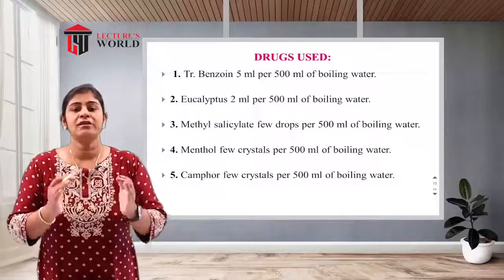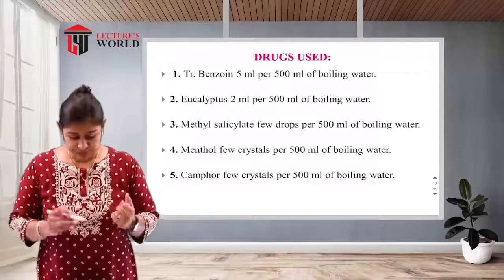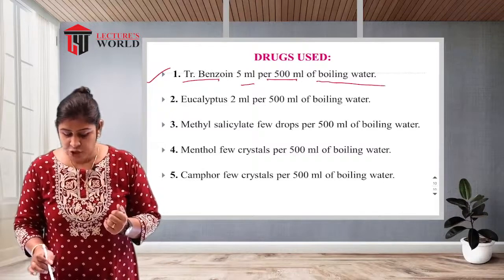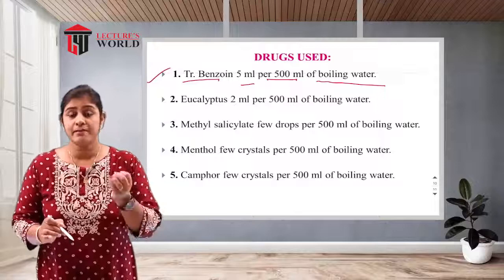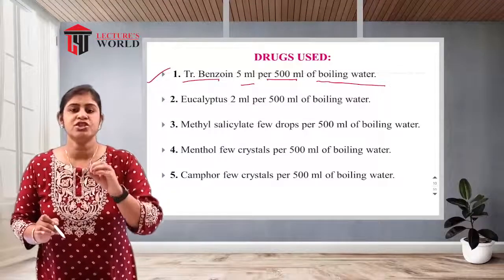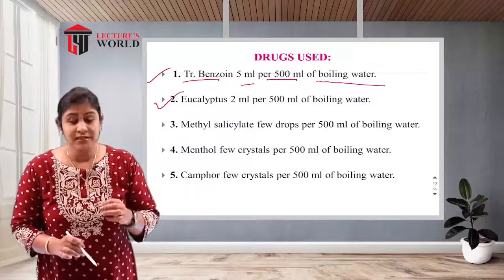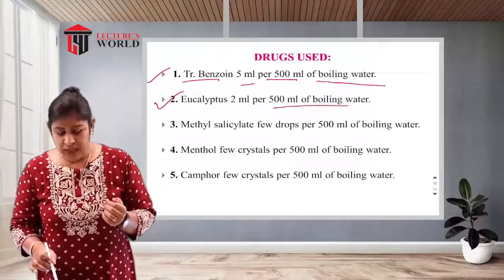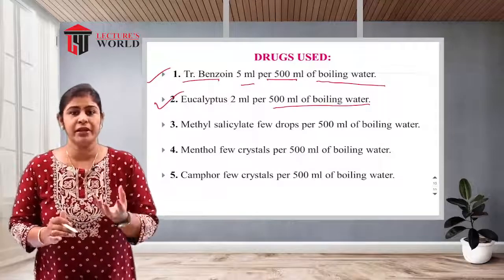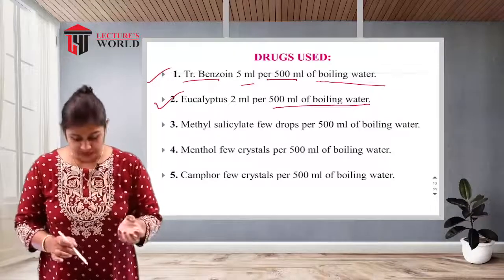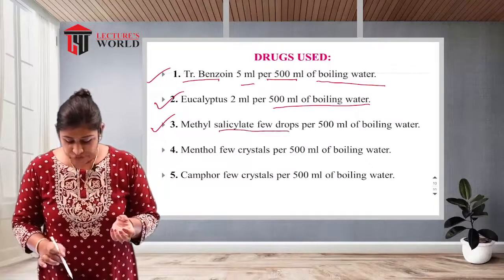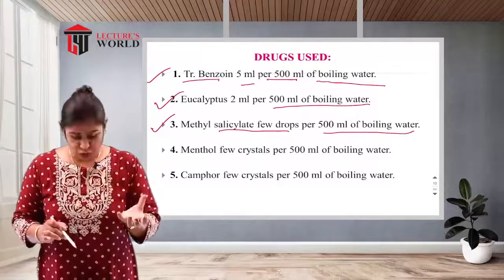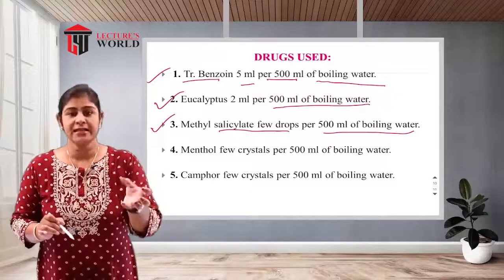Next is, what are the drugs basically used for this inhalation? First is tincture benzoin, 5 ml per 500 milliliters of boiling water. So in 500 milliliters of boiling water, you can use 5 ml of tincture benzoin. The second drug you can use for the inhalation is eucalyptus, that is 2 ml per 500 ml of boiling water. Next is methyl salicylate, a few drops per 500 ml of boiling water.